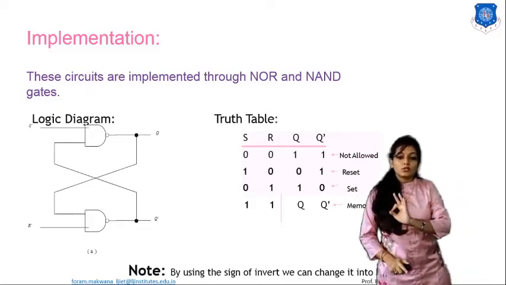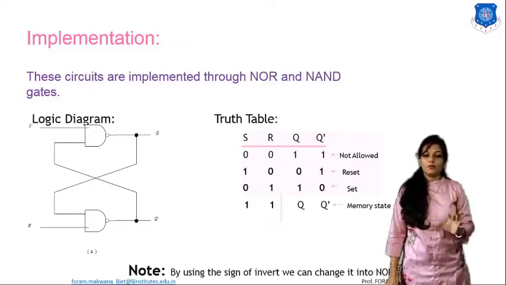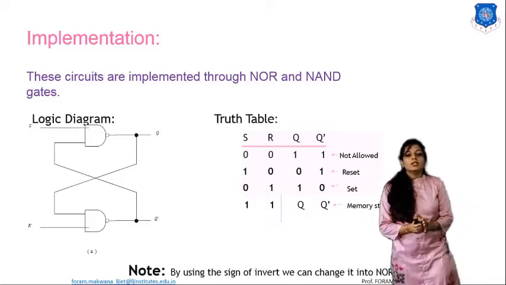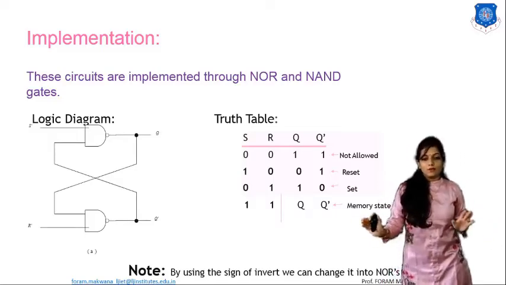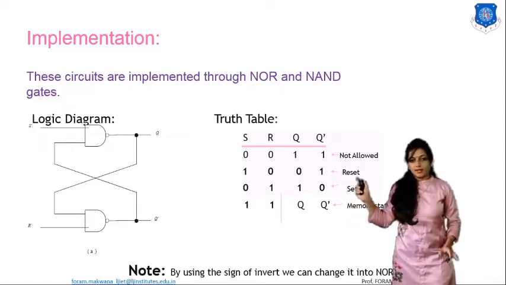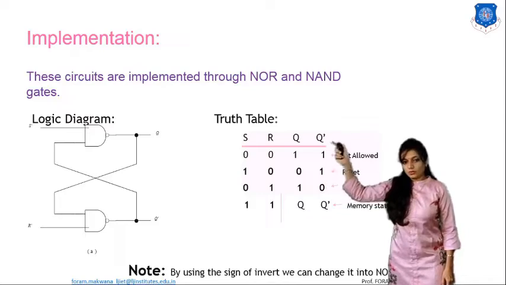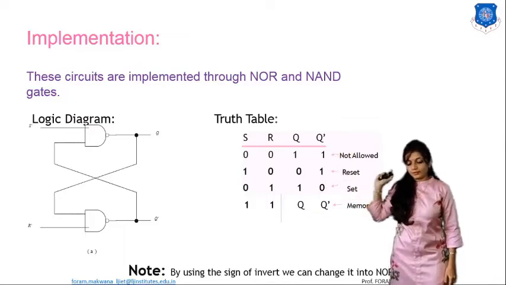Whenever Q is equal to 0, my flip-flop will become a reset. Right? And whenever Q is equal to 1, the flip-flop is set. That's why the state is reset. Why? Because Q is equal to 0, Q dash is equal to 1.